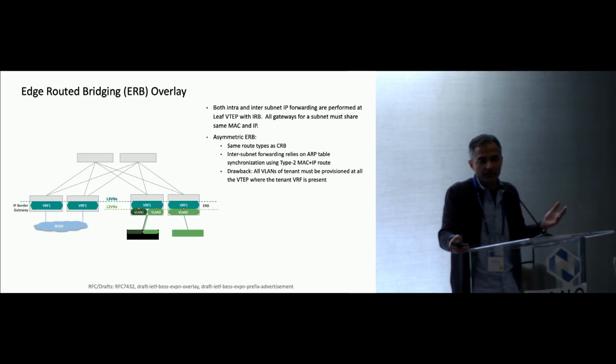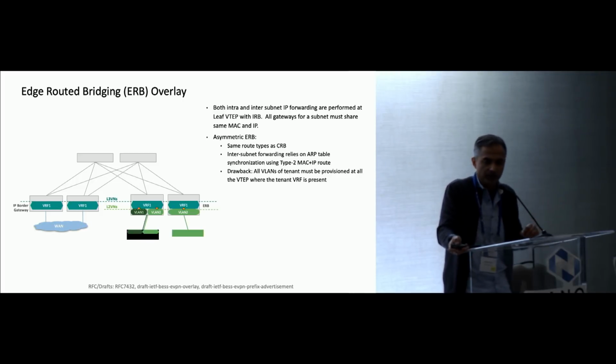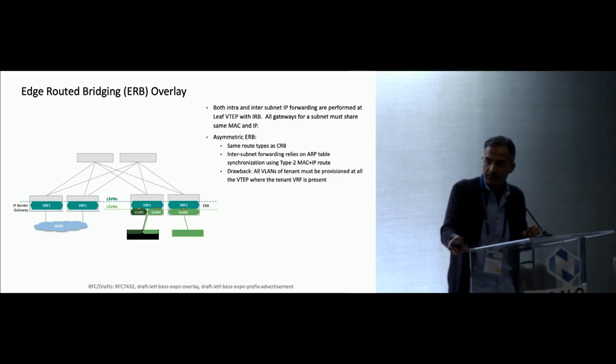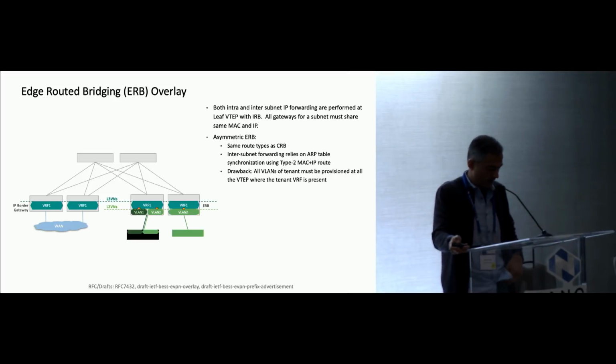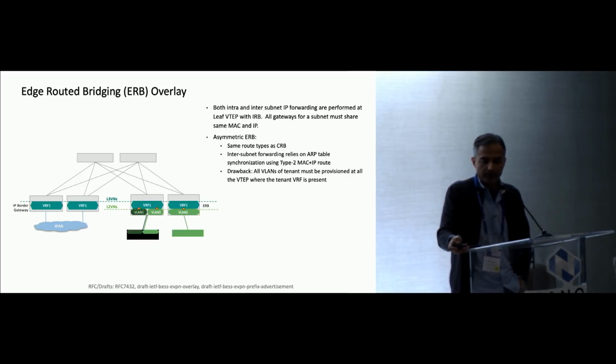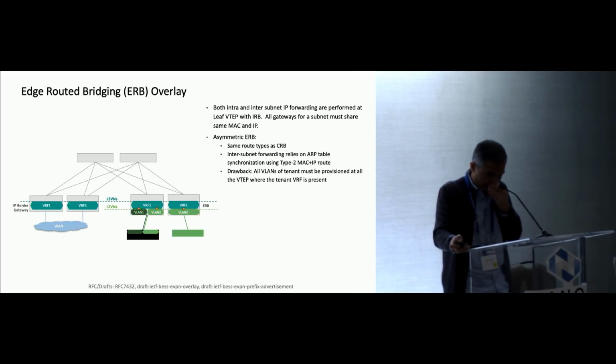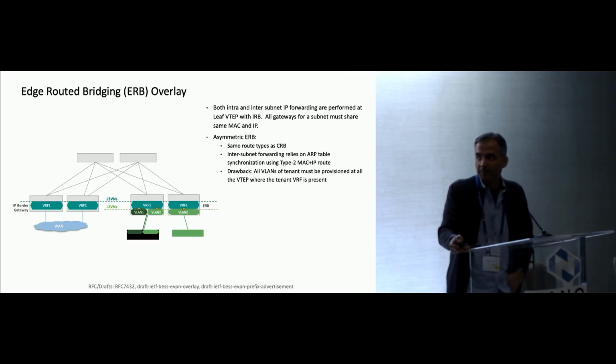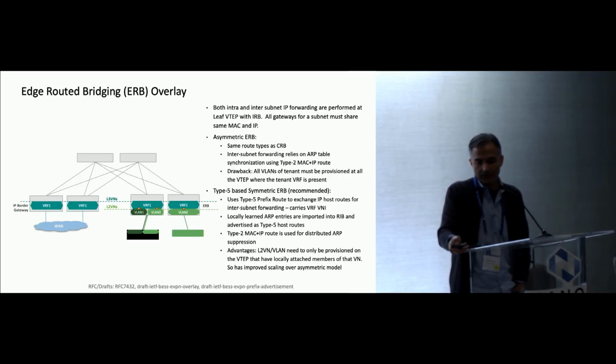There are two forms of edge-routed bridging. There's the asymmetric form, with exactly the same route types as CRB. It requires the MAC plus IP route for ARP synchronization for inter-subnet forwarding. The drawback of this approach is that you need the VLAN of the tenant everywhere where the tenant's VRF is configured. So that's a big drawback.